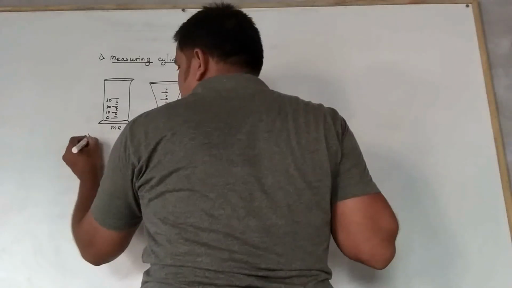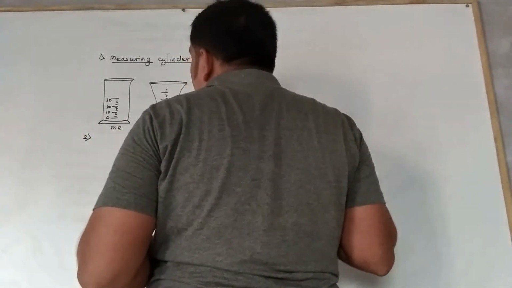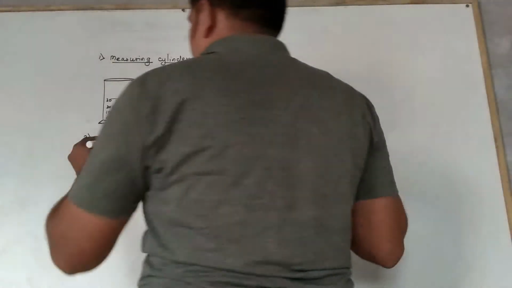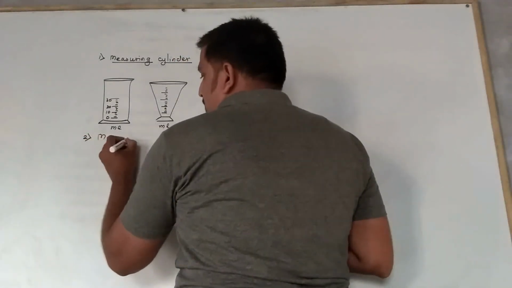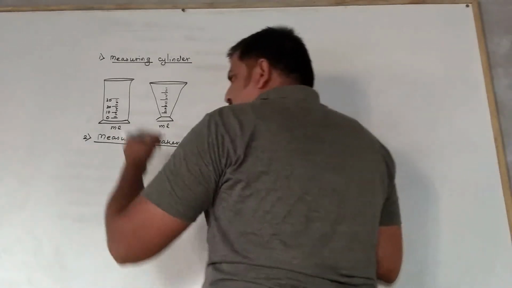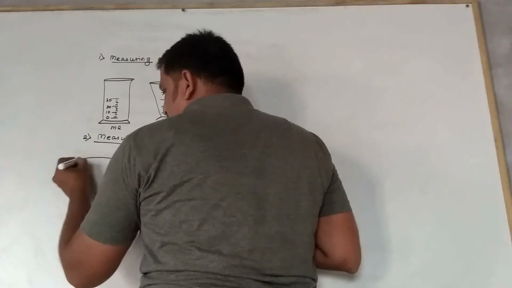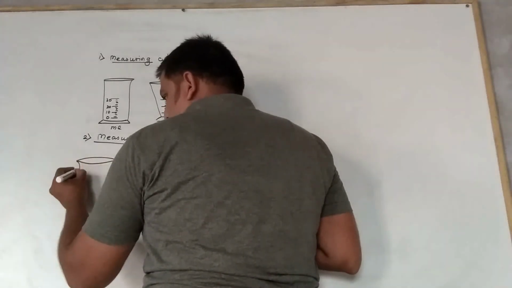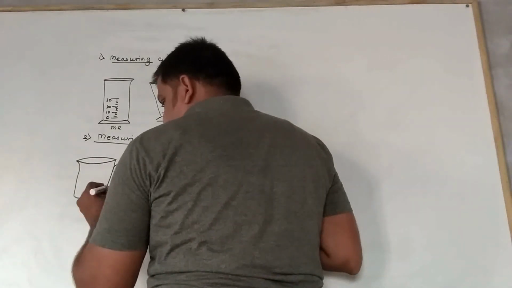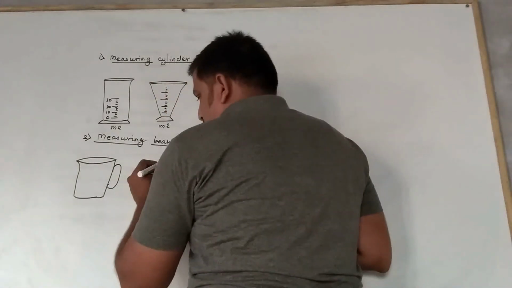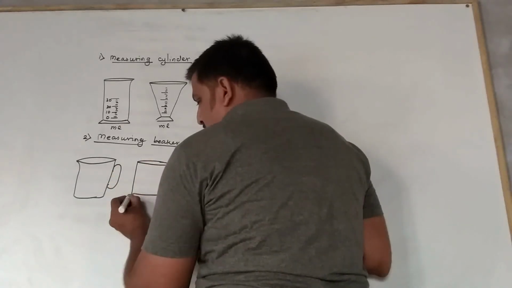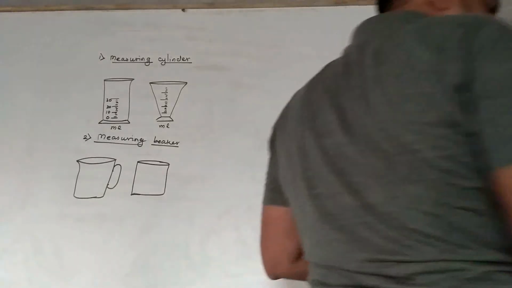Second one is a measuring beaker, right? Measuring beaker. Now these beakers are nearly the same, like this only. So in this way, the beakers are provided. You can find these beakers in the market. This one, mug type. Then in your laboratory, you find this type of beaker. So this is also a beaker.